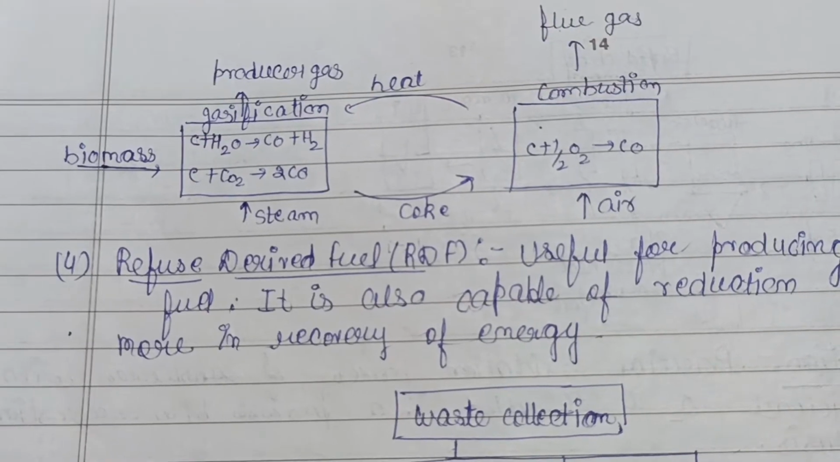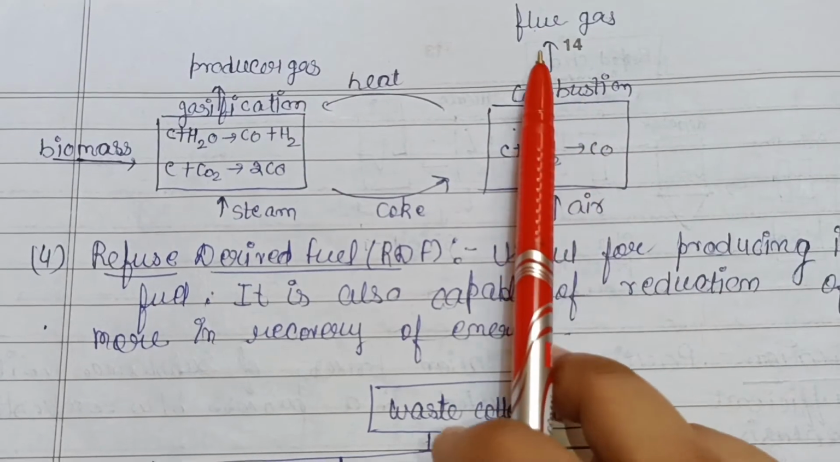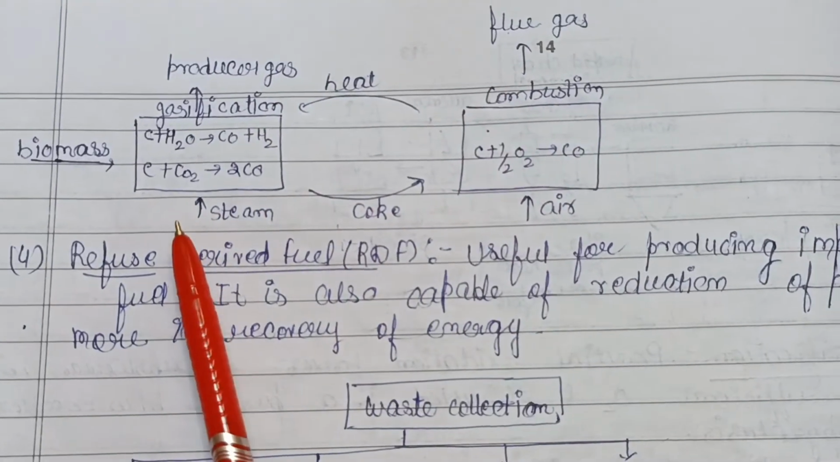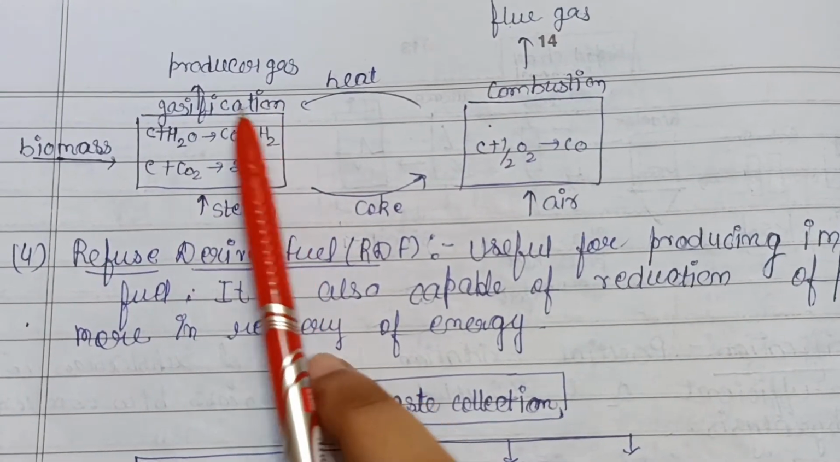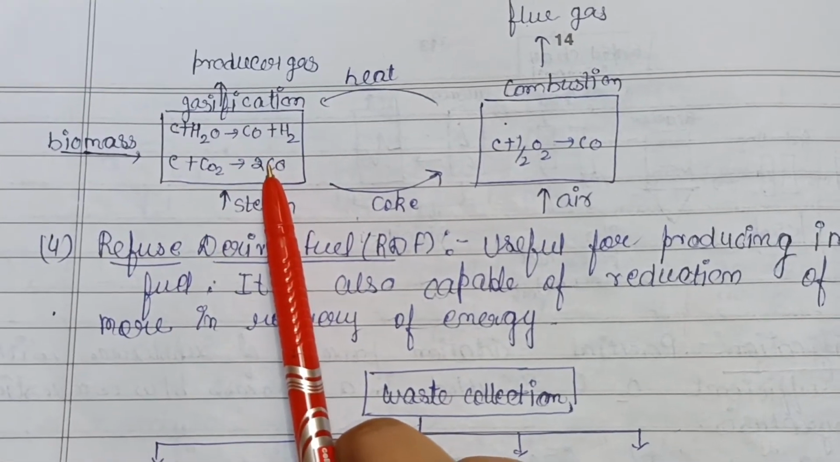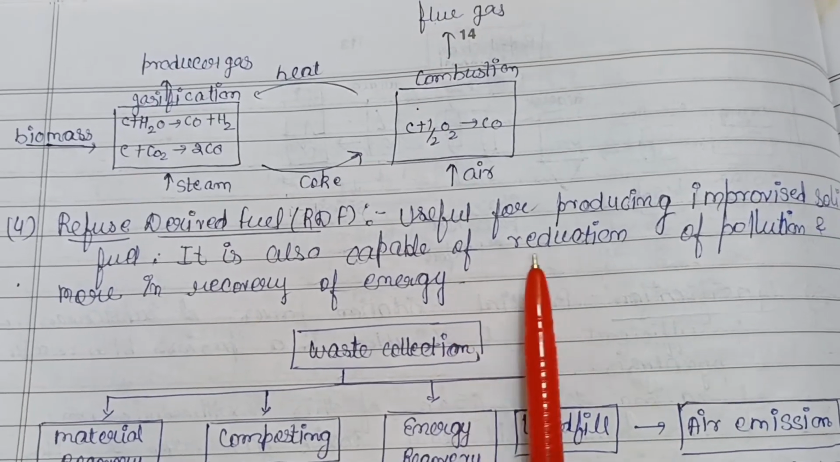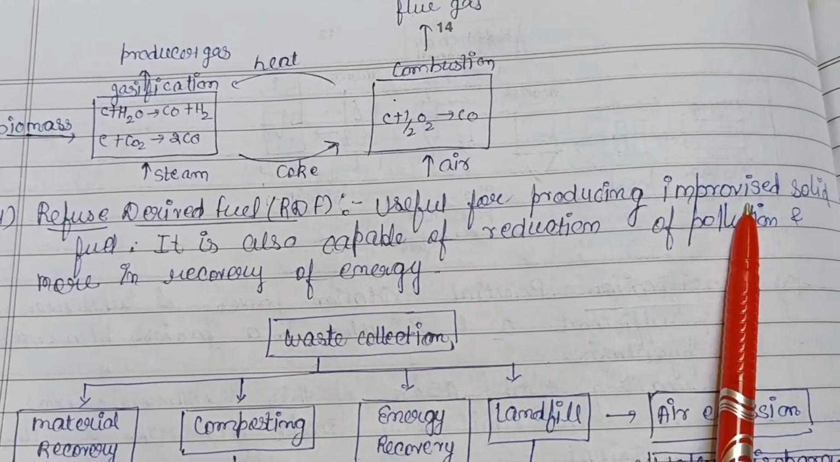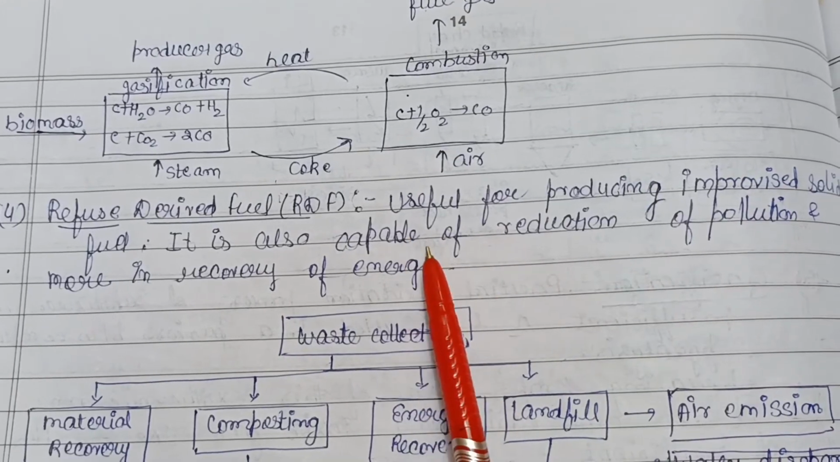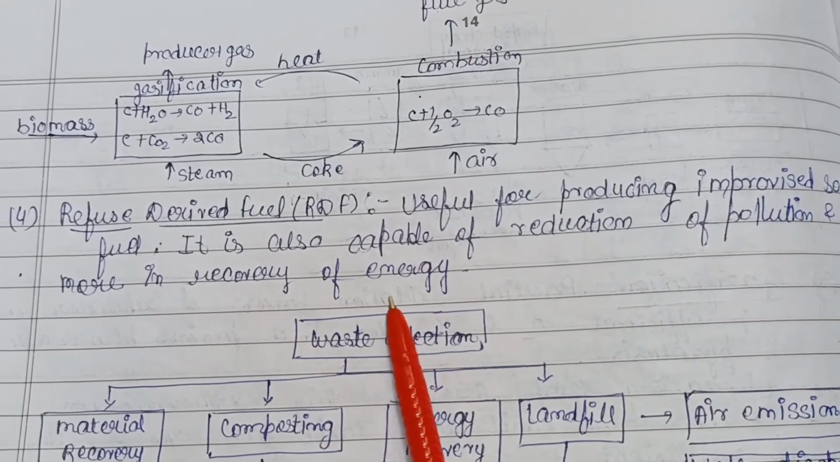So this is the diagram showing the difference between gasification and combustion. In case of combustion, flue gas is formed. In case of gasification, producer gas is formed, and biomass is inserted and the reaction takes place here. Then refuse derived fuel, that is RDF. It is useful for producing improvised solid fuel. It is also capable of reducing pollution and improving recovery of energy.